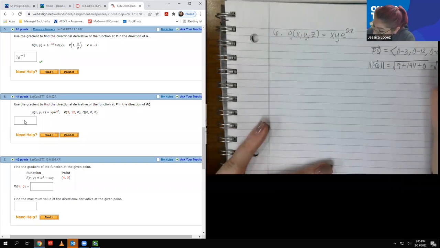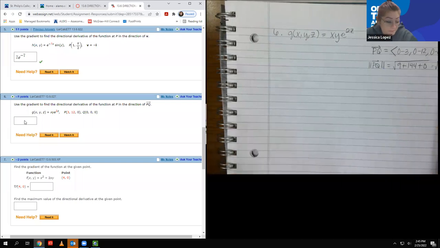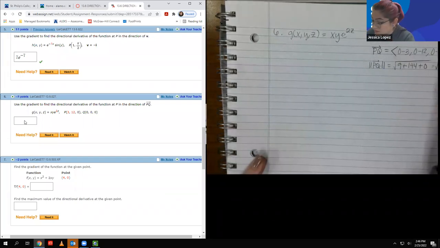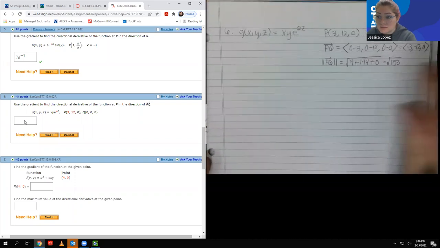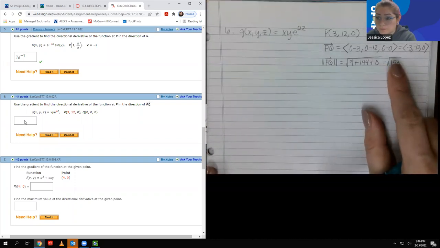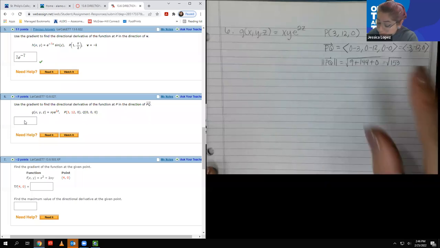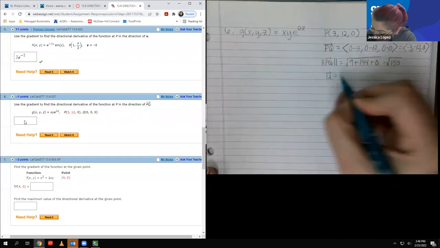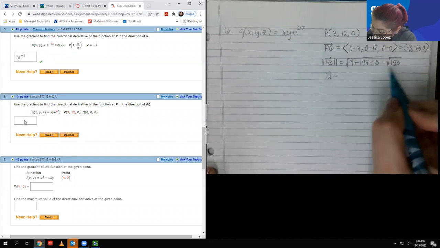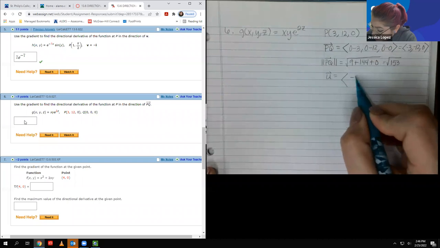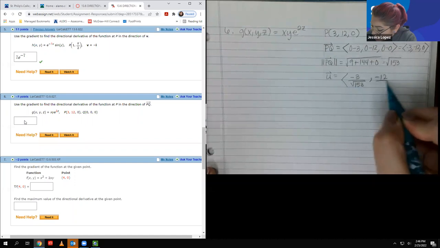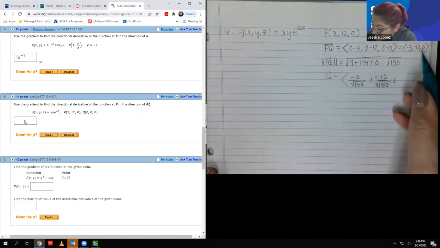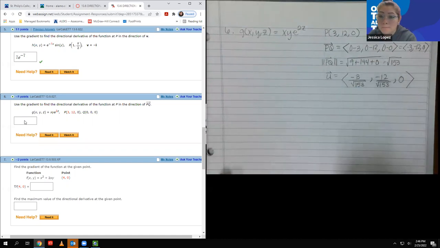So I get the square root of 153. Let's see, 9 plus 144, yes. And that's not going to simplify, so I'm just going to leave it as the square root of 153, okay? Now, if I want the unit vector, that means I need to take this vector and divide it by this. So my components are going to be as such. And then zero divided by anything is still zero, right?